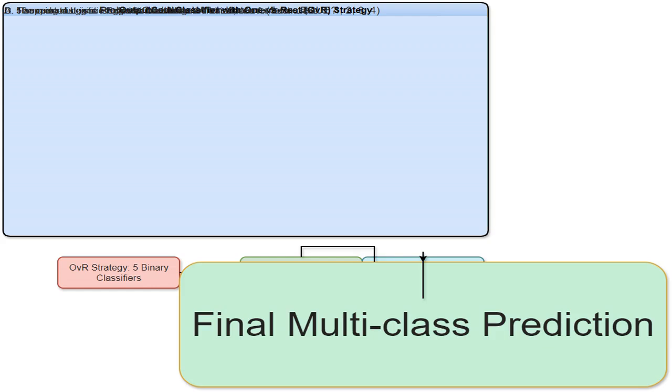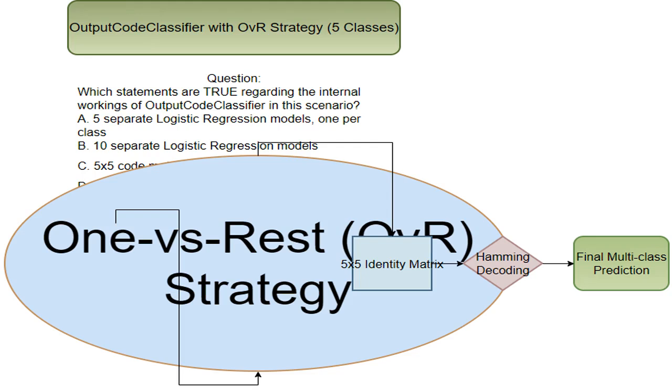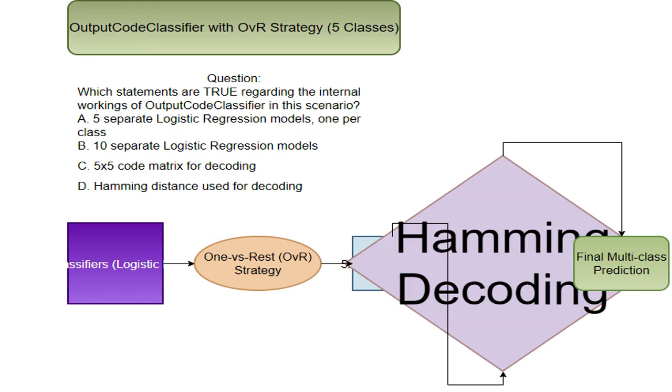This is the final outcome of the process, assigning each input item to one of the 5 classes. This refers to the specific machine learning method used. OutputCodeClassifier is a technique that trains multiple binary classifiers to solve a multi-class problem. OVR, or 1 vs rest, is a strategy where each classifier distinguishes one class from the rest. Having 5 classes means there will be 5 separate binary classifiers trained. Since we're using the OVR strategy with 5 classes, we need 5 separate binary classifiers.